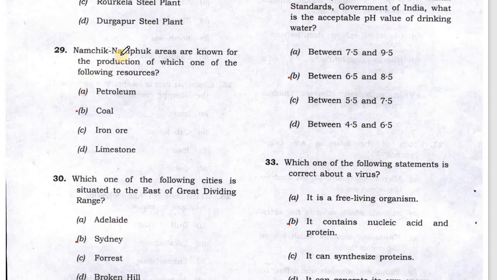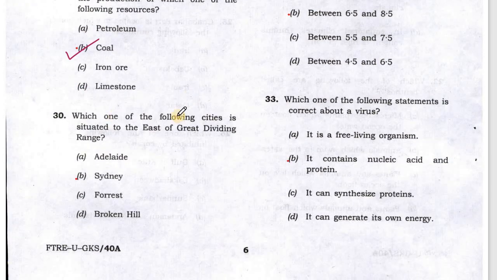Next, the Namchik Namphuk area. So this is production of which of these? So this is the coal production. This is in Arunachal Pradesh. Which of the following cities is situated in the east of the Great Dividing Range? So this is Sydney.